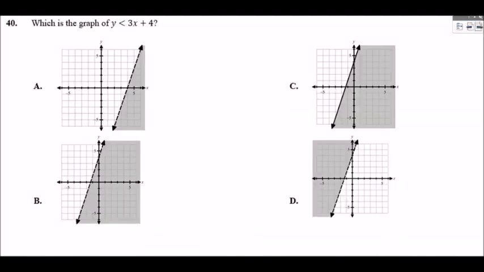All right, graphing. I know it's going to be a dashed line because there's no or equal to, so C is off the table. And I know it is going to be below the line because of the less than, so D is off the table. And then this says that the y-intercept is 4. This y-intercept is way down here, so that's wrong. And this one's at 4.